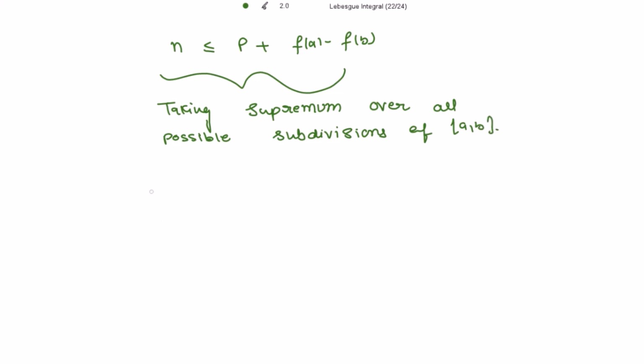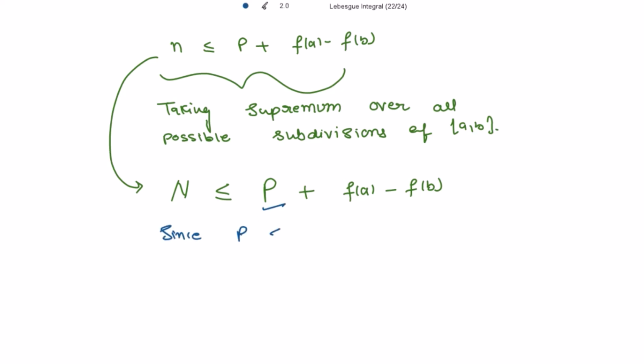So when taking the supremum, we get this small n changed into capital N, and it is less than or equal to P, which will be changed into capital P, plus f(a) minus f(b). And from here, since capital P is always less than or equal to capital T, which is finite, I can take this capital P to the other side. So writing capital N minus capital P less than or equal to f(a) minus f(b).